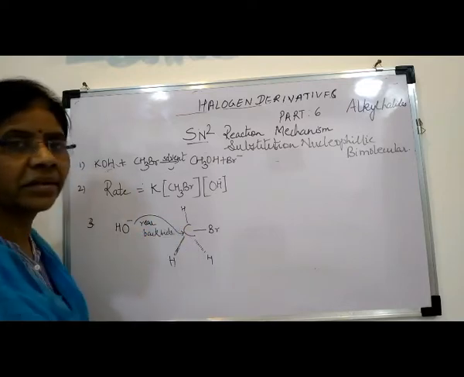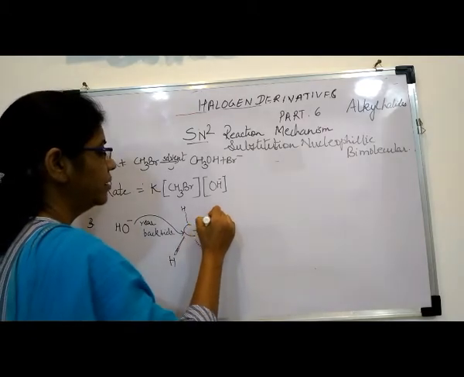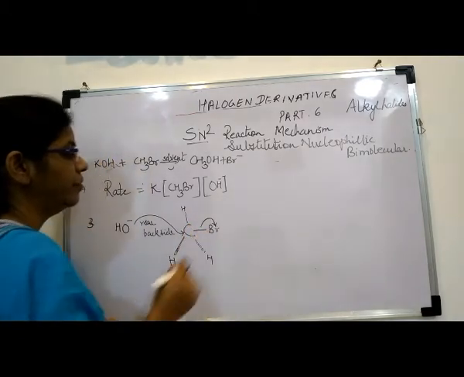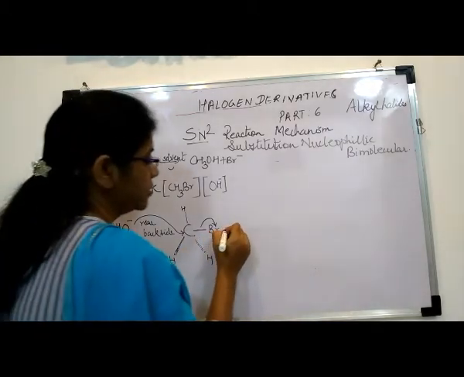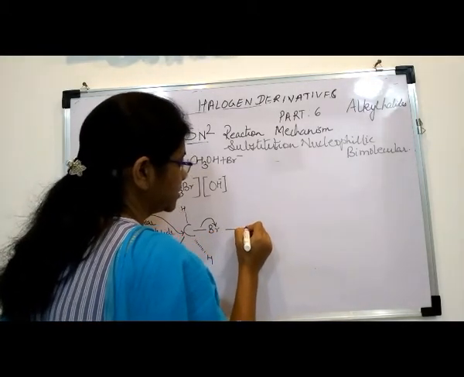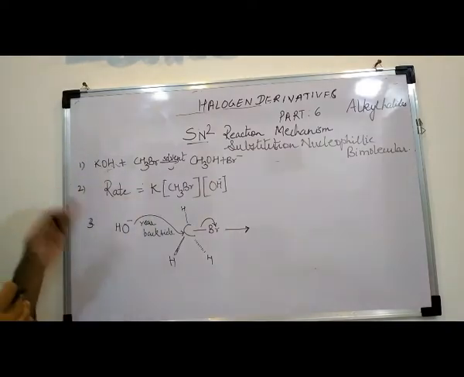Correct? Rear side, back side. And then the Br will leave as the leaving group. But this is taking place simultaneously, right? So we show it like this. Of course, I will tell you with solvent how you understand whether this is SN2 or SN1. I will be telling you, okay?